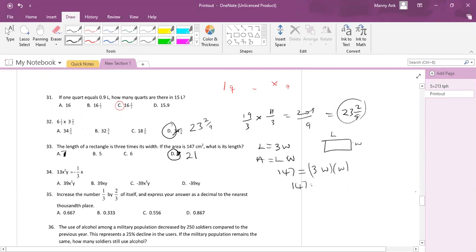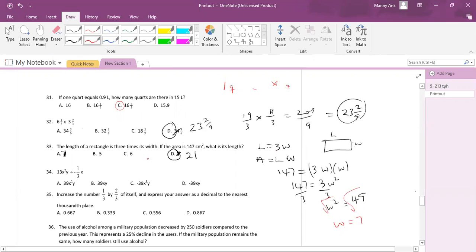That gives us 147 is equal to 3W squared, right? So divide both sides by 3. W squared will be equal to, 3 into 14 is 4, remainder 2, 27, that'll be 9. So you have W squared is equal to 49. I have to take the square root of both sides, so your W will be equal to 7. So it means the width is 7.